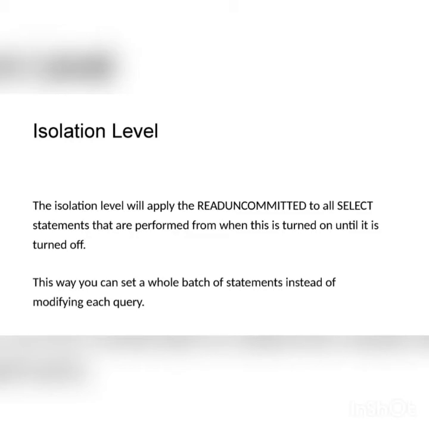If you are using NOLOCK and ROWLOCK, you have to use them in each and every SQL statement or insert statement operation. But here, you can commonly turn on and turn off read uncommitted for a whole batch of statements. This is the very important thing in isolation level.